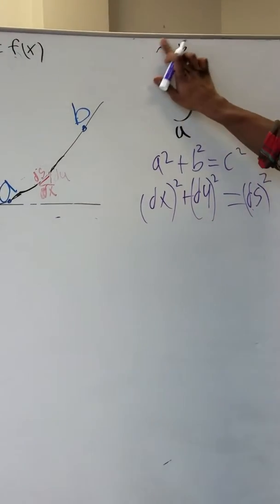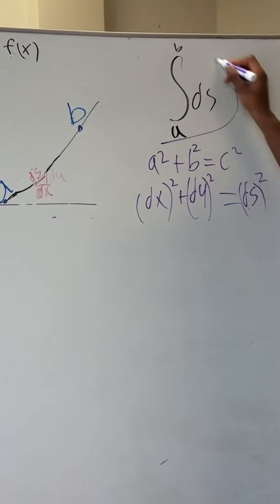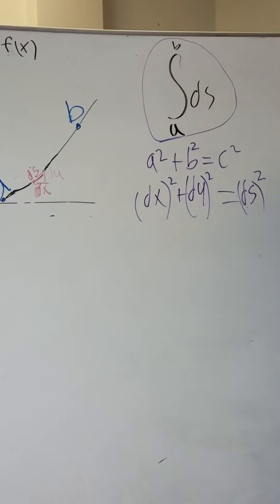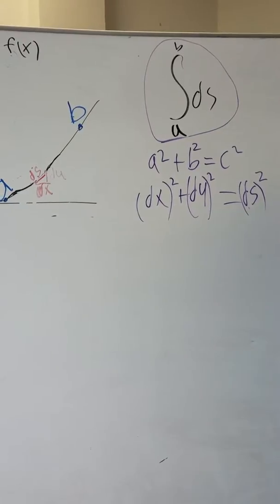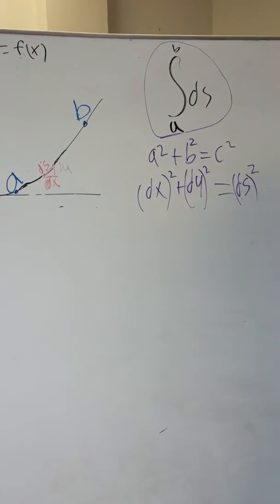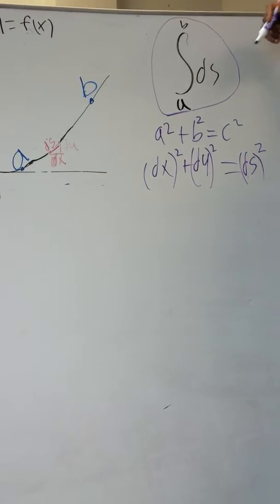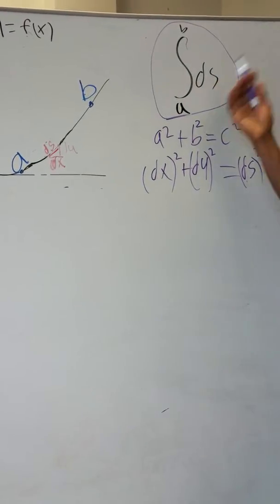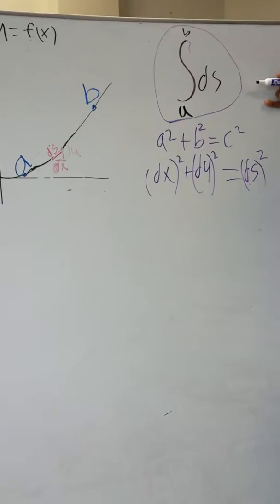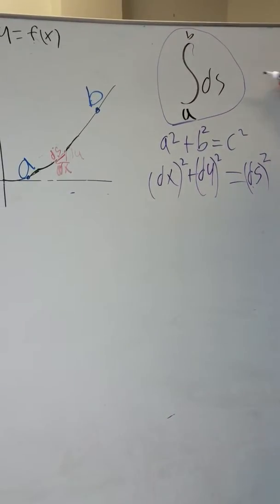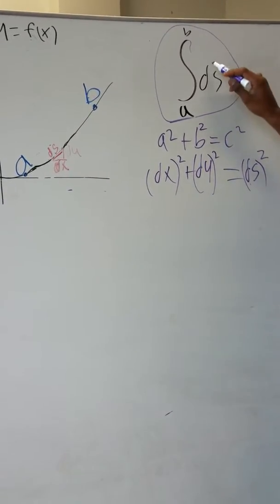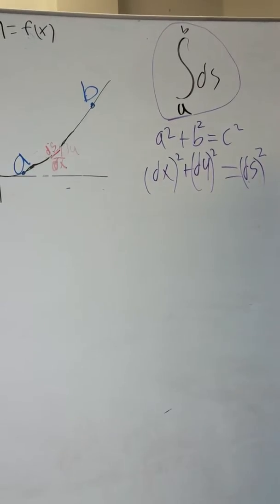Now, I have this statement here, which tells us something, but it's not very useful in finding the arc length. So I'm going to turn this into a formula that is useful in finding the arc length. So in order to do that, I need to find something that is equivalent to ds. So let me isolate ds.